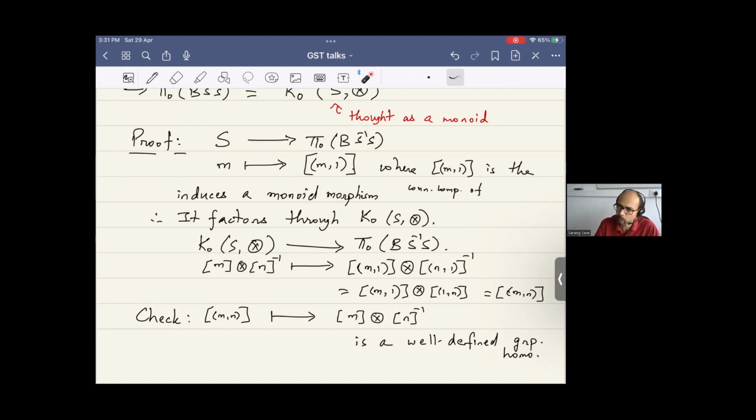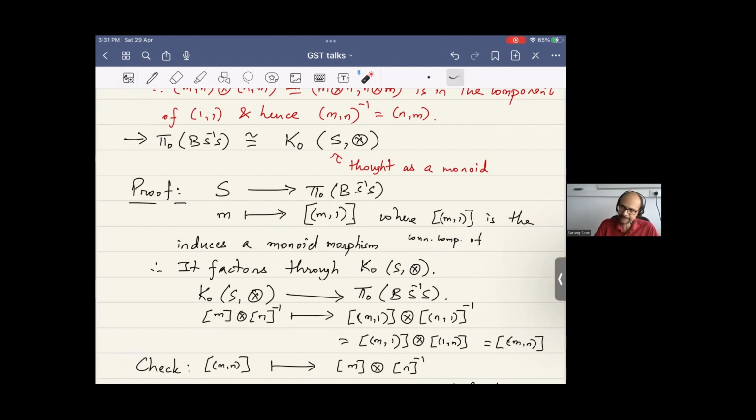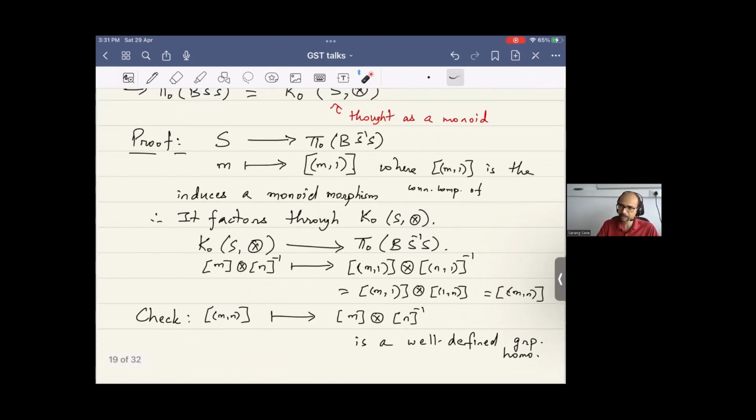But we just saw what the inverse is, because pi naught of B S inverse S was a group. So the inverse of this is (1, n), and then you just tensor and you get (m, n). So that is the map. And now it's a very straightforward check that the reverse map is also a well-defined group homomorphism, and that will complete the proof that this is an isomorphism of groups. So again, I sped through this proof in the previous talks, so I thought I should do this again.